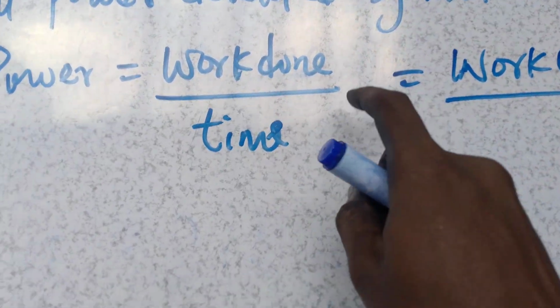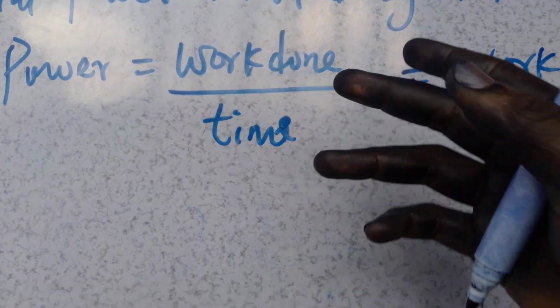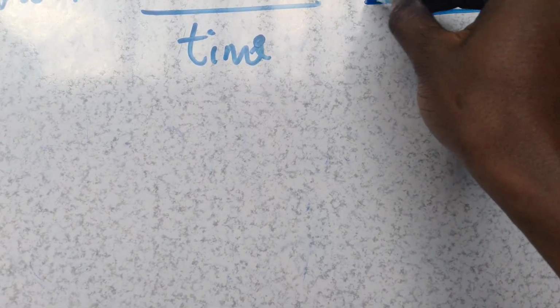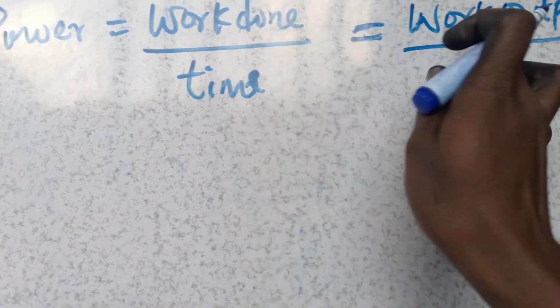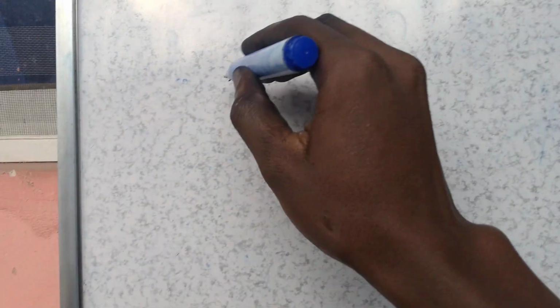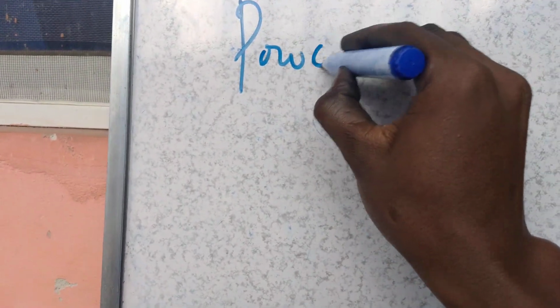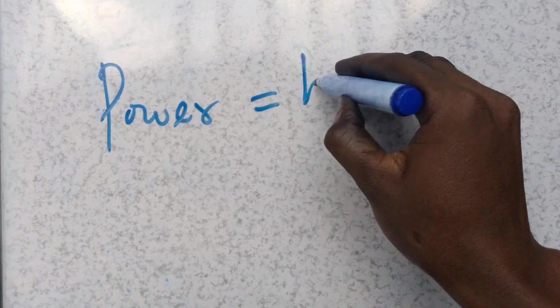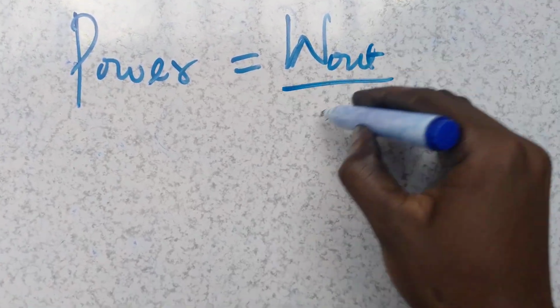That is the work done by the man. The work done by the man in raising the load, over the time taken by that man. So the work done by the man in raising the load is the work output over the time taken. So it means that my power now will be work output over time.